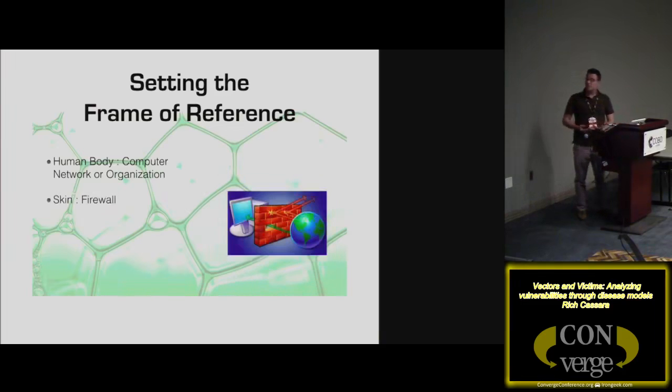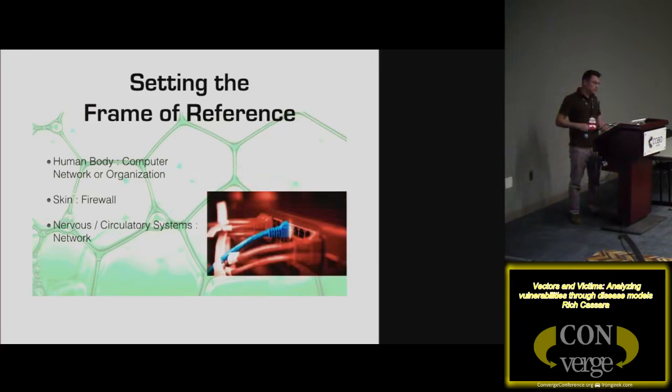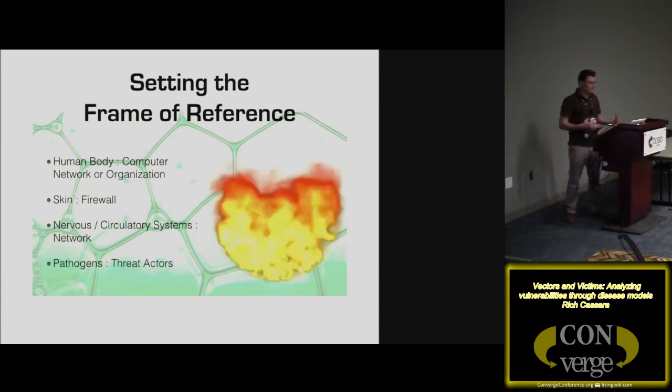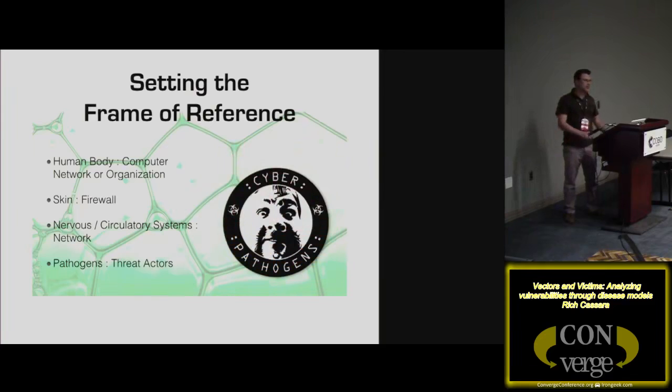Then the skin, as I said, one of the most important organs for the immune system, acts much like a firewall does for an organization. It's the first line of defense against everything that's outside of that organization. Then within your body, you have nervous, circulatory, and lymphatic systems, which send communication signals from one area to another. This acts much like our networks. And then finally, the things that are outside trying to get into us are the pathogens, which are the threat actors that are trying to get into our organization.